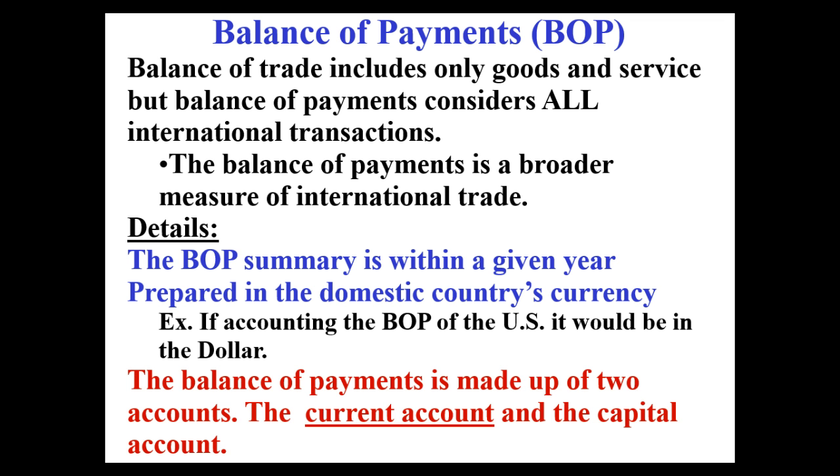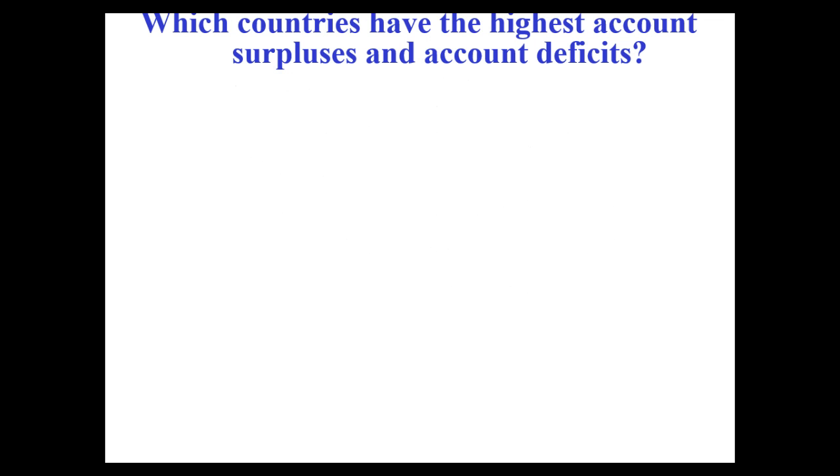And balance of payments is made up of two accounts. The first account being the current account. The second account being the capital account. Two different things.